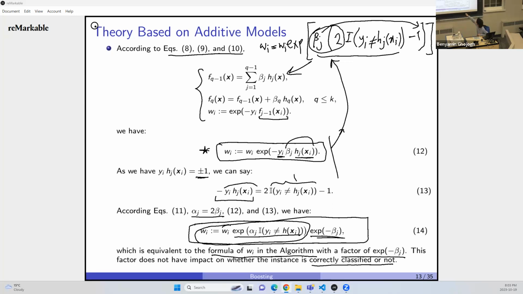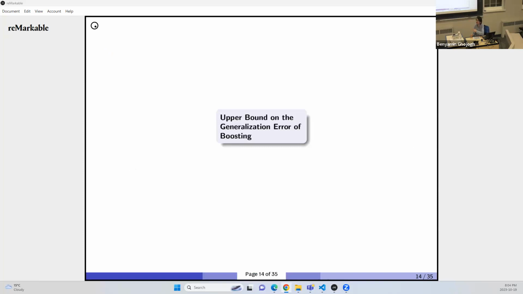Okay, as a result, it's equivalent to that. Doesn't have impact on correct classification. So we proved the formula so far, right? That was a proof of the AdaBoost algorithm. It was a bit lengthy, but we did it.